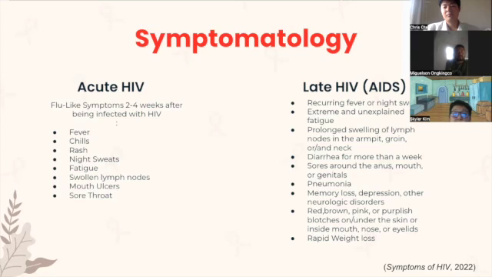And then for late HIV or in AIDS, you'll see recurring fever, night sweats, extreme and unexplained fatigue, prolonged swelling of lymph nodes, especially in the armpit, groin, and or neck area. Diarrhea for more than a week, sores around the anus, mouth, and genitals, pneumonia, rapid weight loss, memory loss, depression, and purple, brown, red, pink blotches under or around or on the skin. Next slide, please.